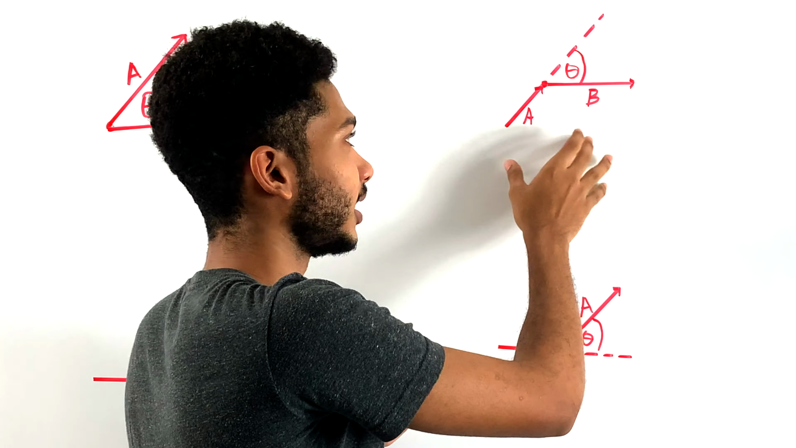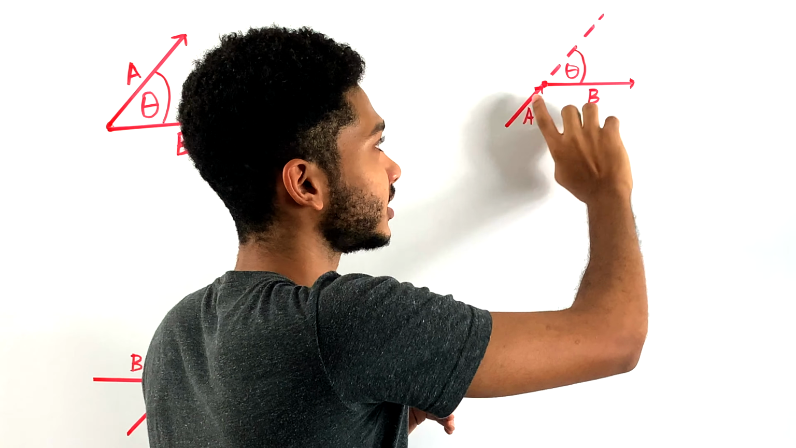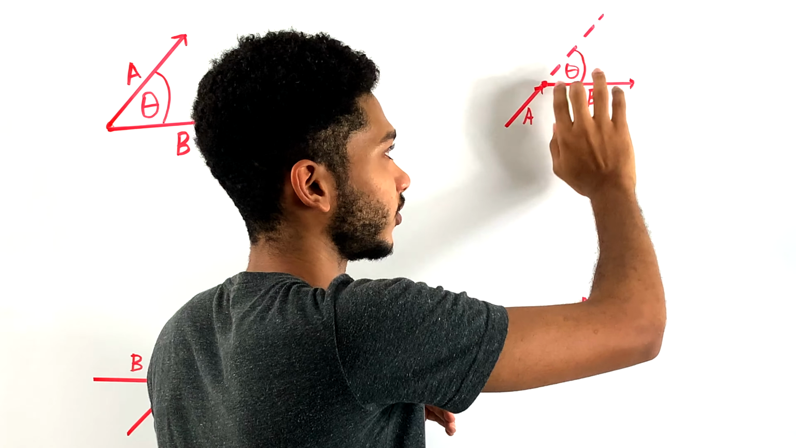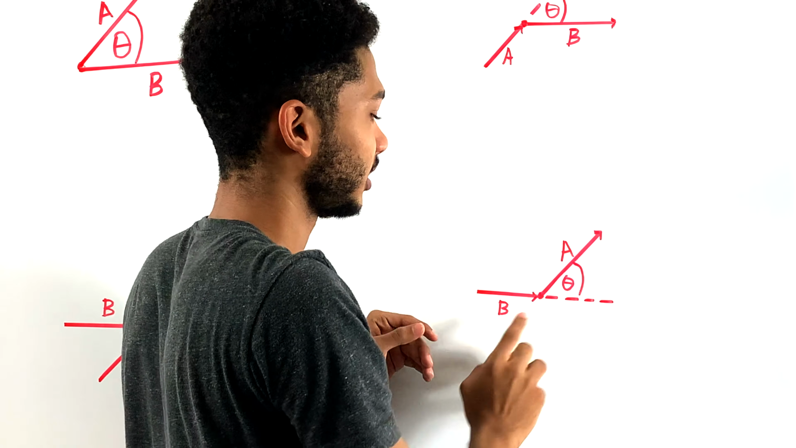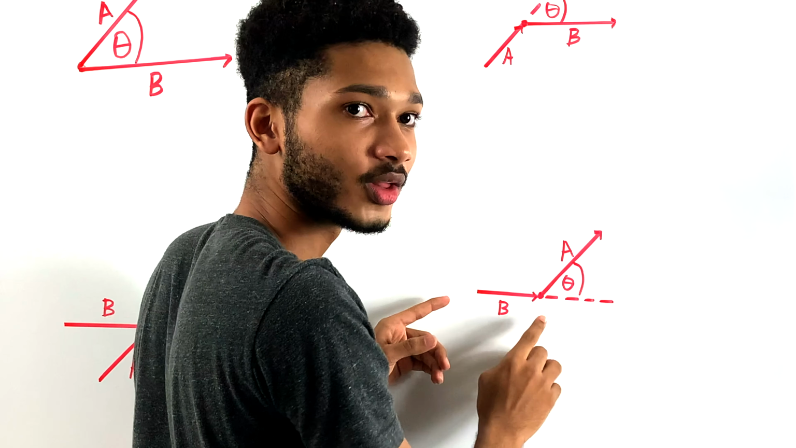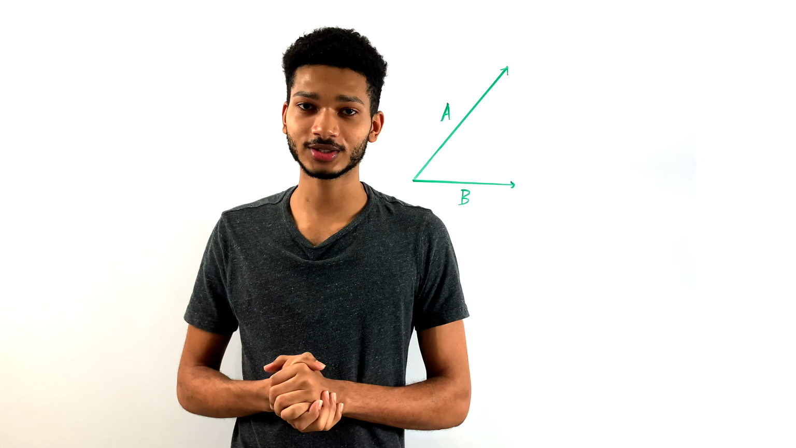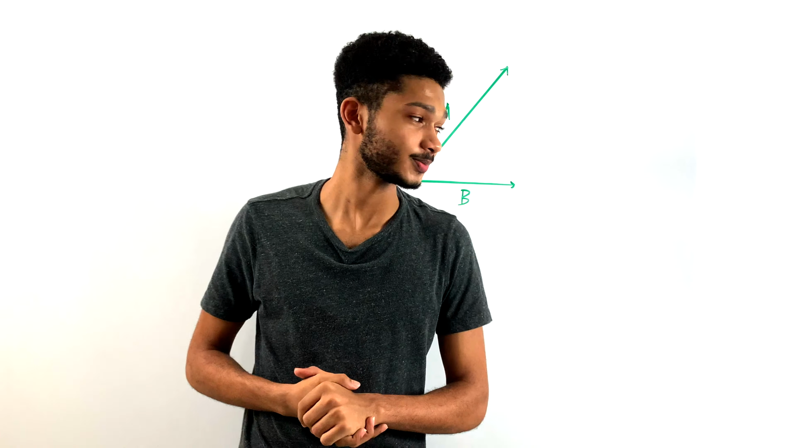Now, A is pushing on the particle while B is pulling. You will still have the same resultant force as if both were pulling on the particle. And B is doing what A is doing in this case. B is pushing on the particle while A is pulling on the particle. So there are two methods to finding the resultant vector.